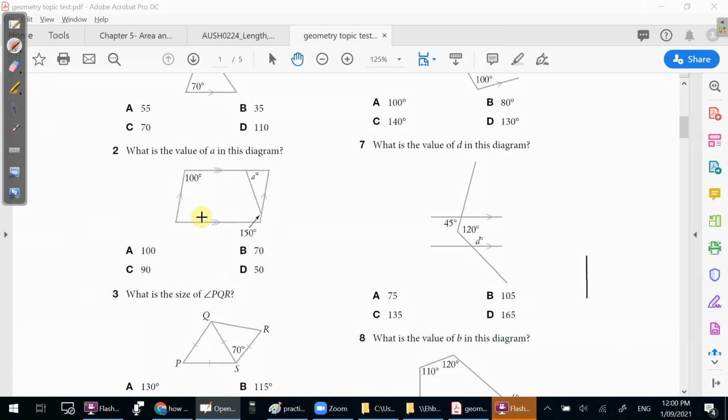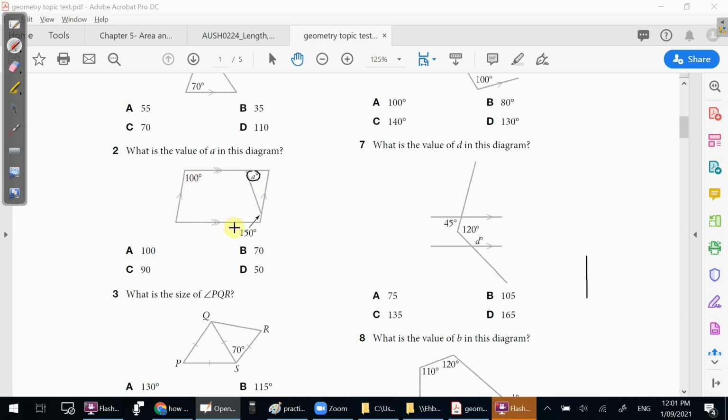The value of A in the diagram, so A is over here. Now we've got a couple of things happening here. We've got parallel lines there and there, which makes it a parallelogram. And a parallelogram has a property: the opposite angles are equal. What I'm thinking is that to get A, you probably need to know what these angles are inside this triangle. That's what I reckon. So let's see if we can piece it together.